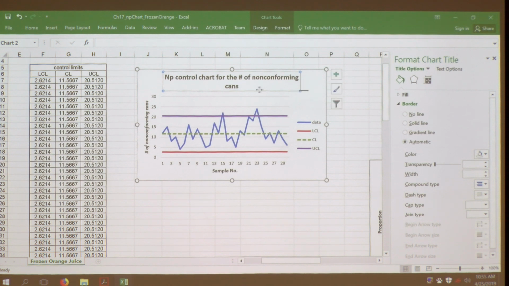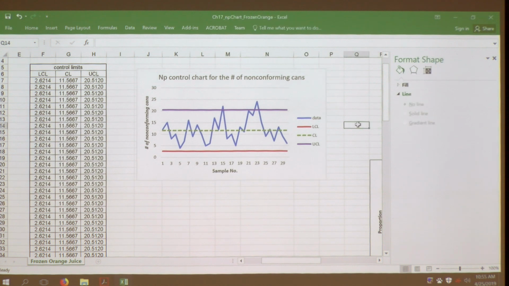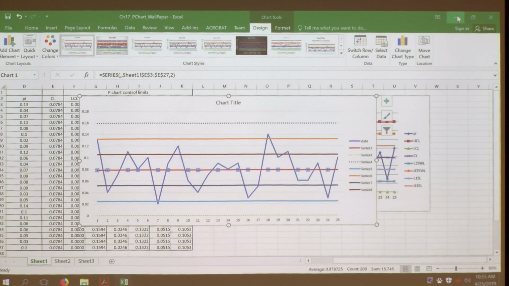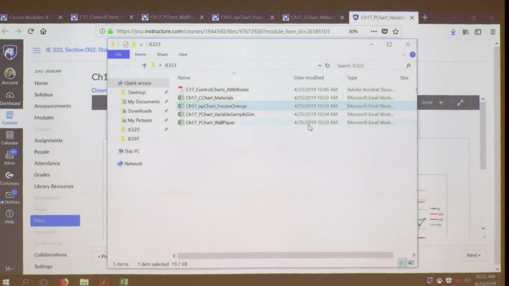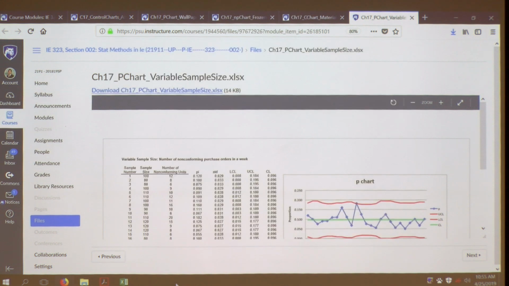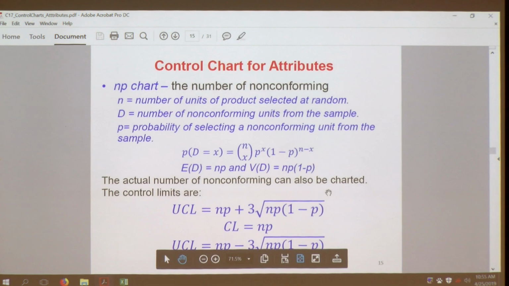Okay? And this will be one line. Okay, so this is the NP chart. Any questions when we do the NP chart? Am I making sense, folks? Clear? Okay, good. Any questions? Okay. This is the first two charts, and we have shown them with Excel demos. Now we are going to move on to the next chart.